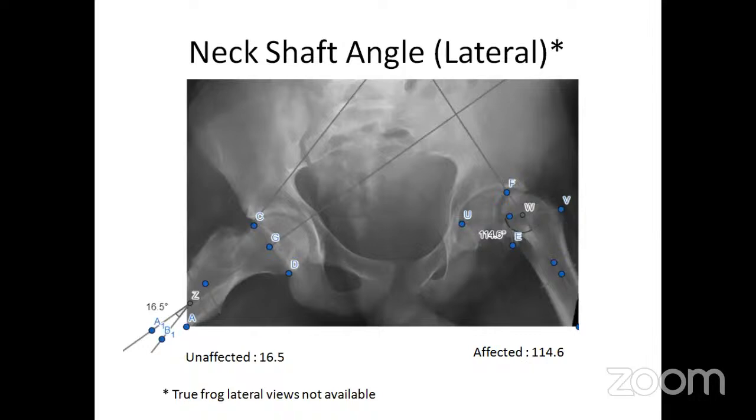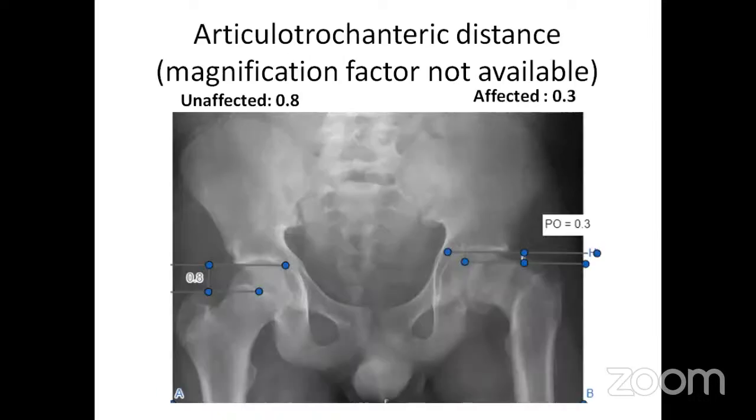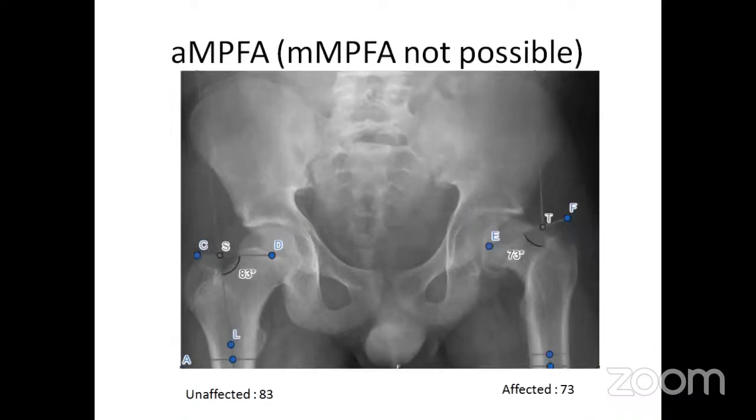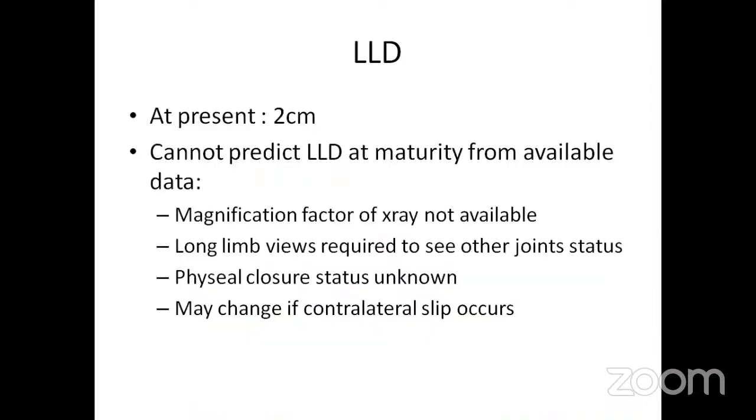We calculate the neck shaft angle on the lateral views, however, since the abduction is limited, it is not a true frog leg lateral view, and calculating the severity on the lateral X-ray is difficult in this case. The articulotrochanteric distance is reduced on the left side. The anatomical proximal femoral angle is reduced on the affected side. We cannot calculate the mMPFA because the scanogram is not available, so the mechanical axis cannot be drawn.